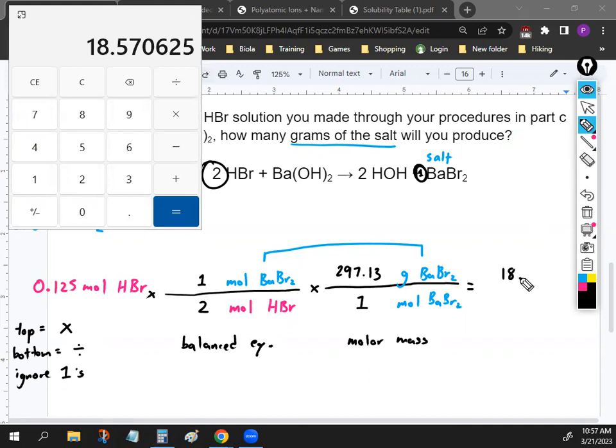So if you got something close to that on your own, great job. That's exactly what you were supposed to do. You should be pretty good with using the calculator. And so that is going to be our final answer. Our final answer is 18.57. If you put 18.56, 18.5, something close to that, you're good. As long as it's around 18.5 grams of BaBr2. Okay?